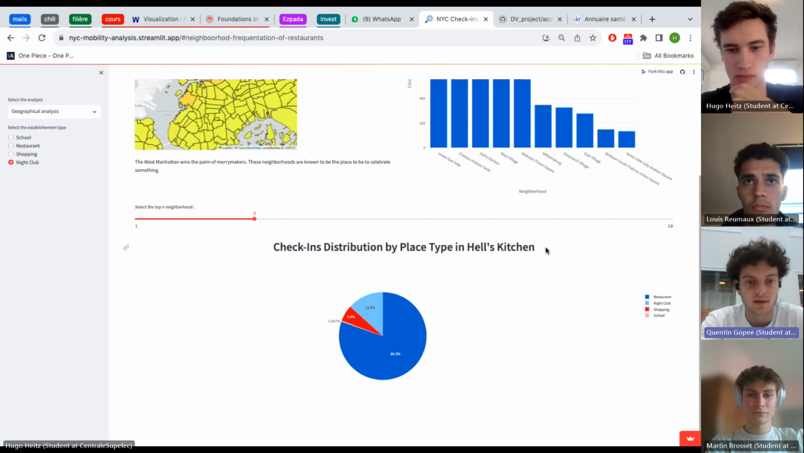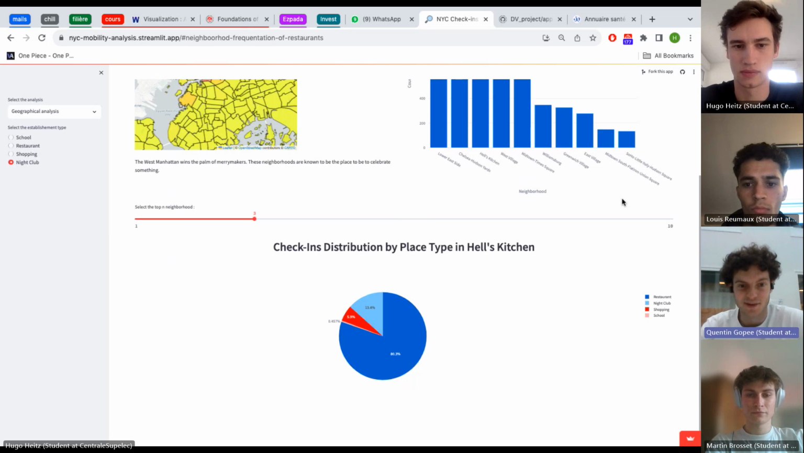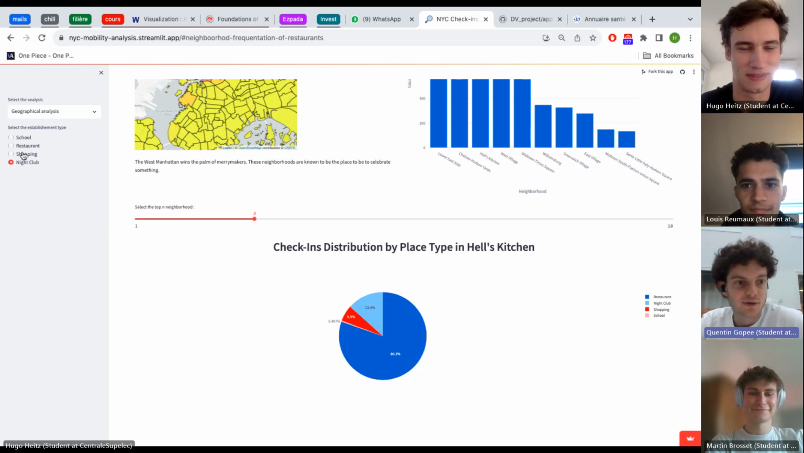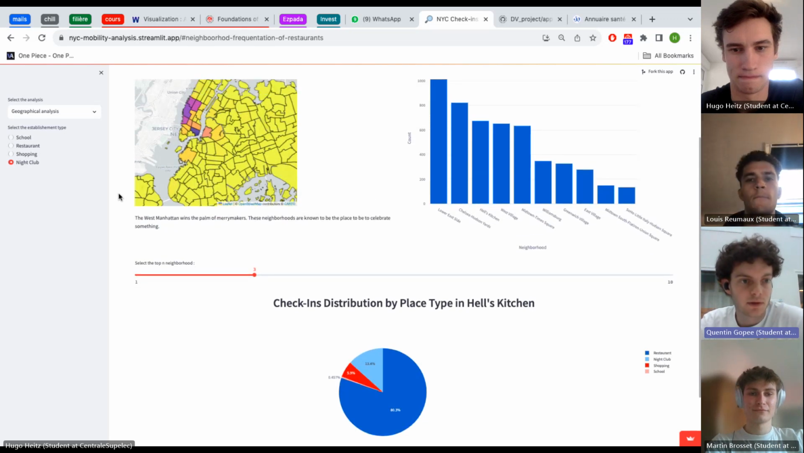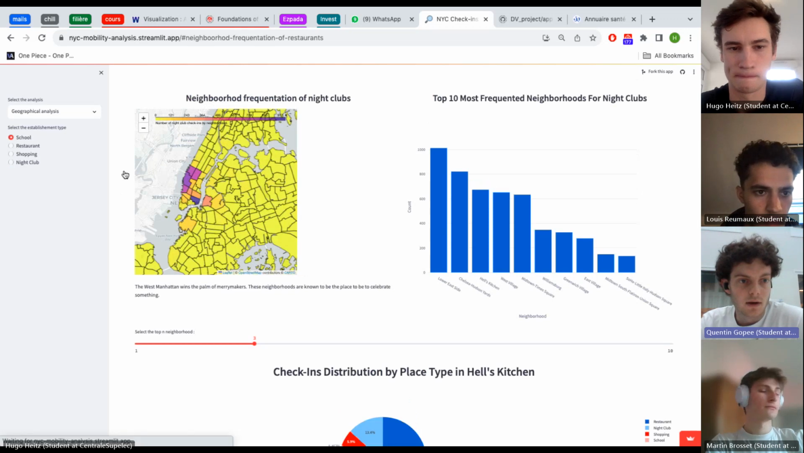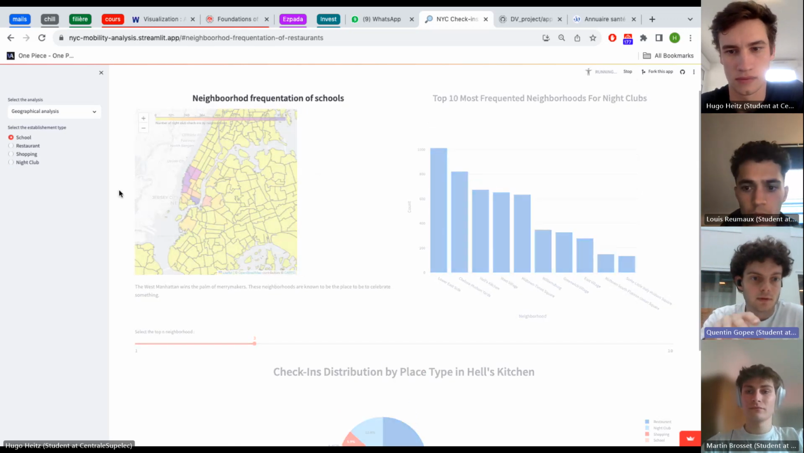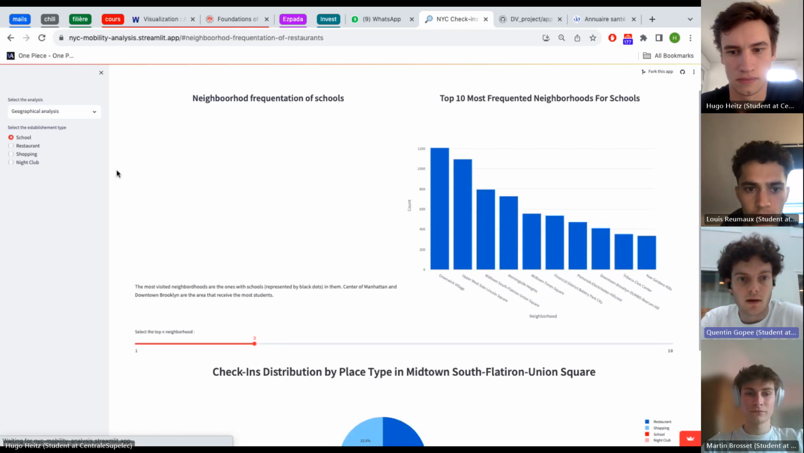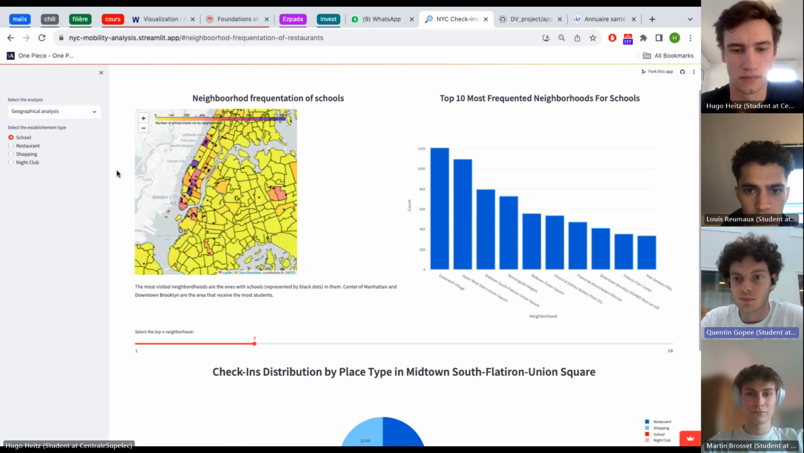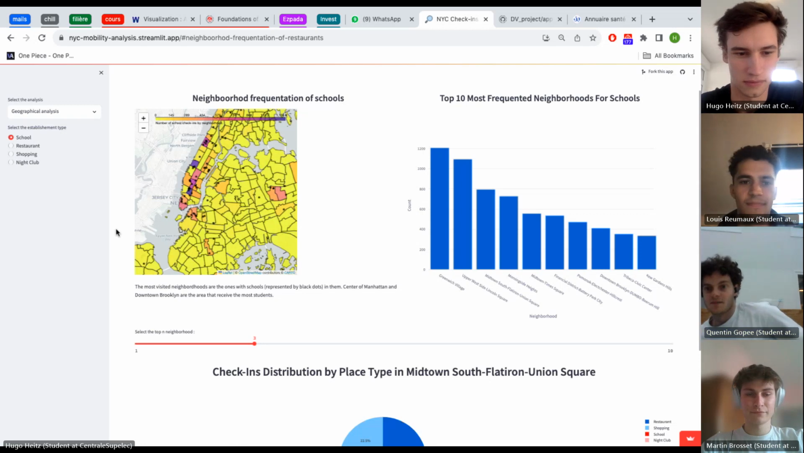So, for example, here, even if it's a nightclub we're looking at, we can tell that there are also a lot of restaurants. So if you want to go to a restaurant before going to the nightclub, you know it's a good place. And one thing that is quite interesting is if you take a look at school, you can see that while for all the others everything was gathered only in Manhattan, here it's more spread around the city, which makes sense because people go to school all around the city in New York. And yeah, that's it for that part.